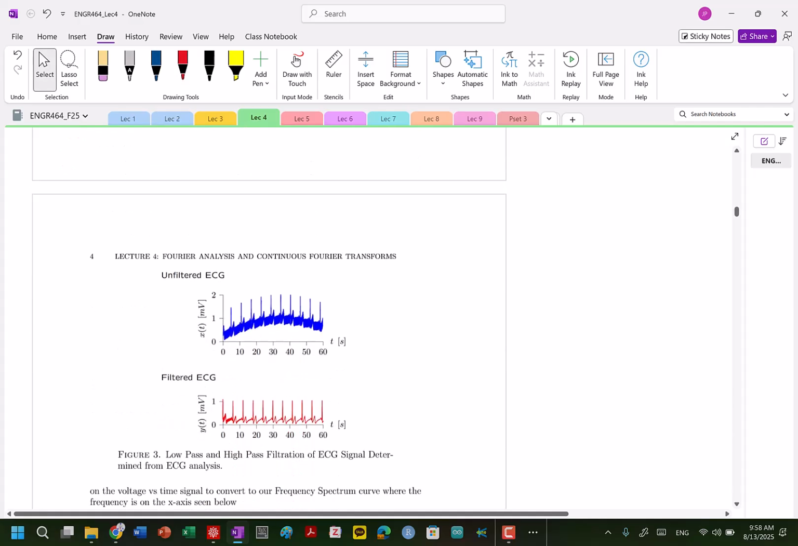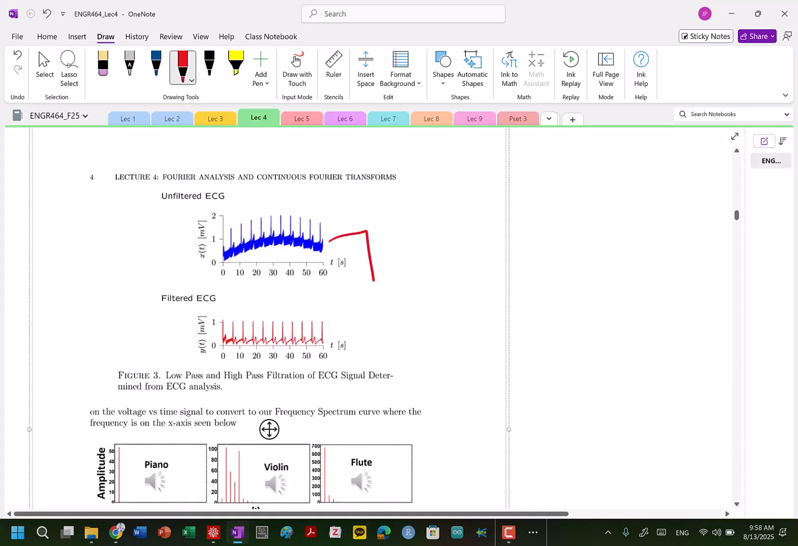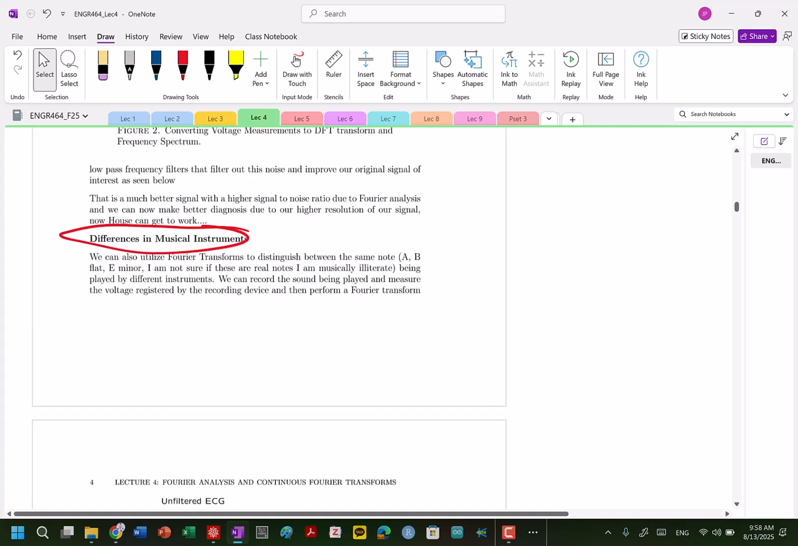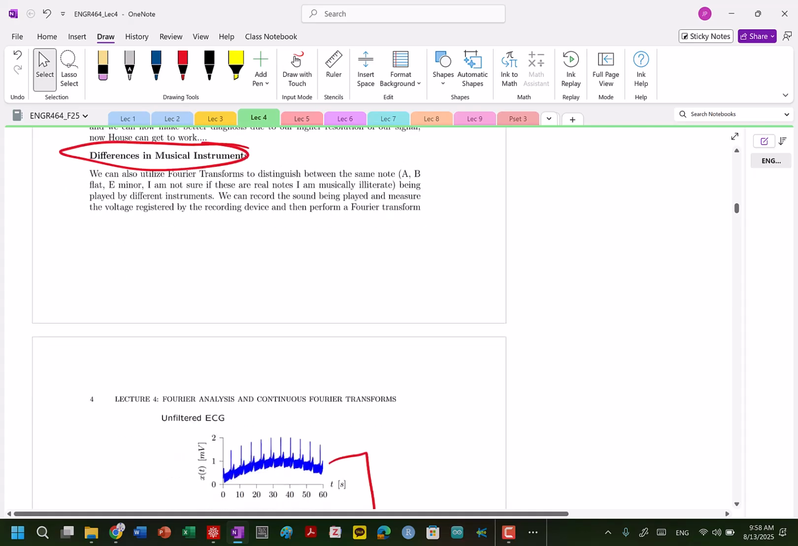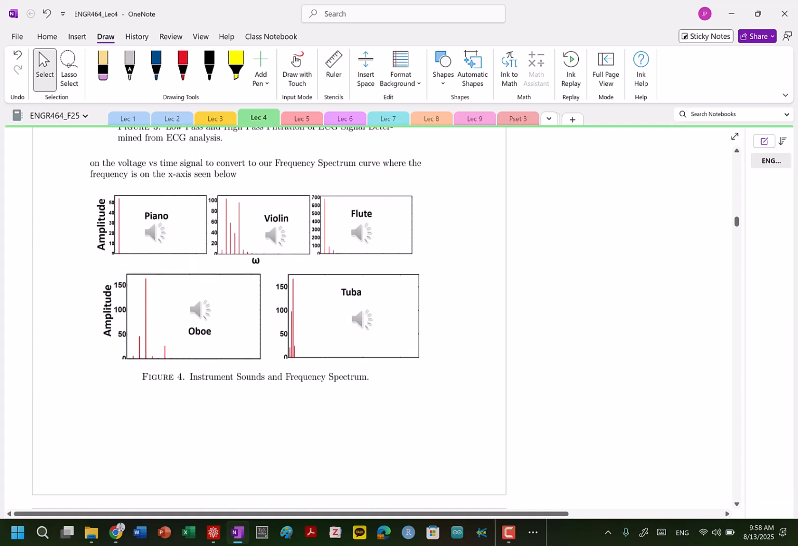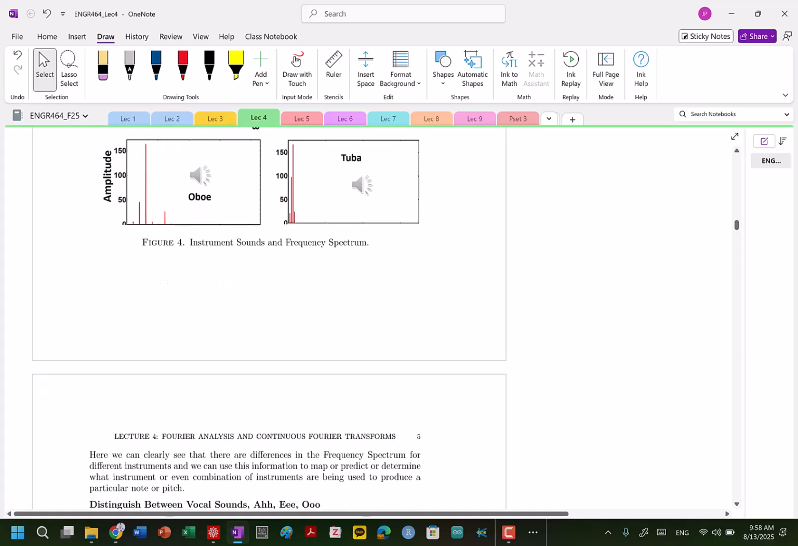Musical instruments, and so you can see the difference between an unfiltered and a filtered signal. So you can clean up the signal, in a pre-processing step, in order to do that. Differences in musical instruments, different notes, right? Those different notes will have different frequencies. And we can distinguish between them.